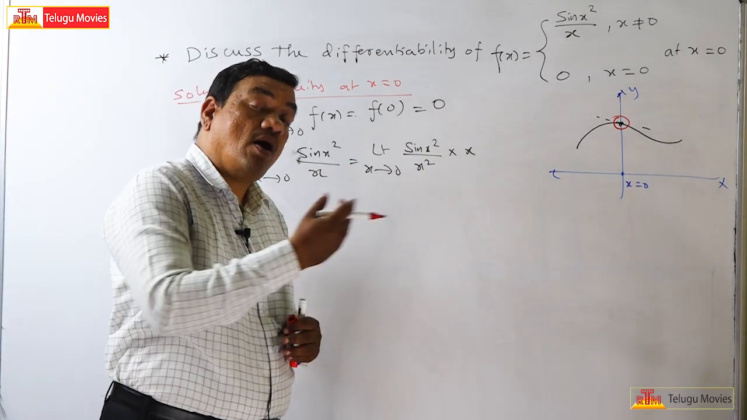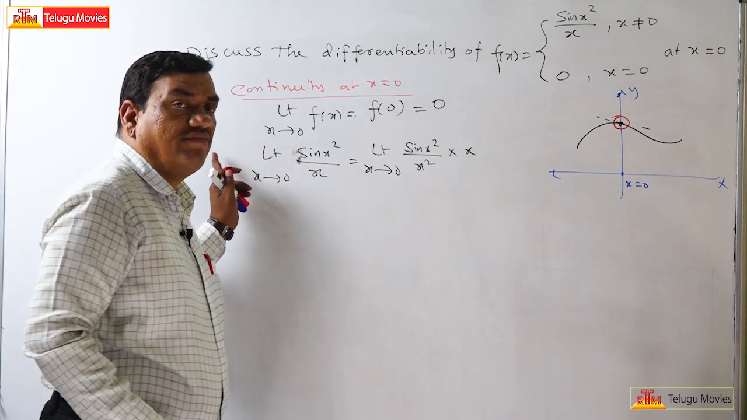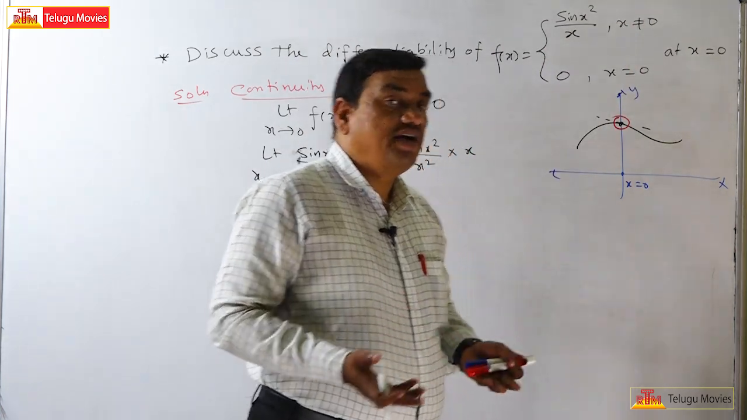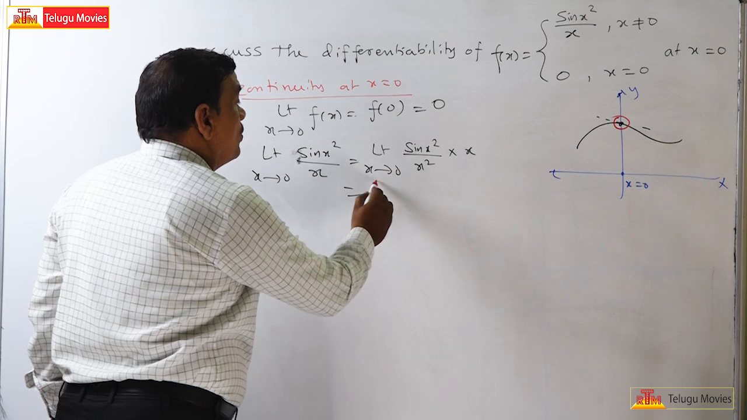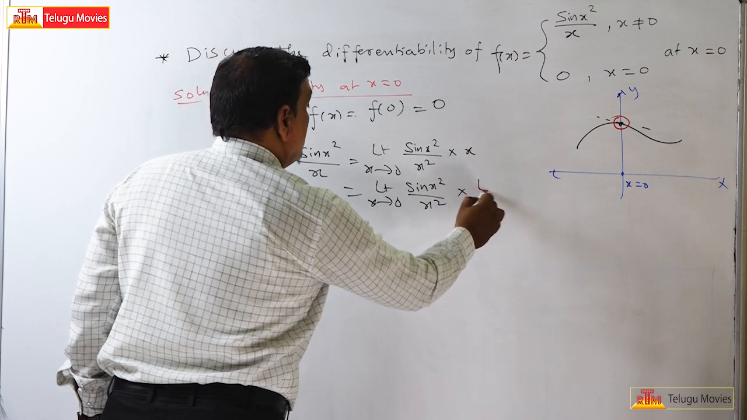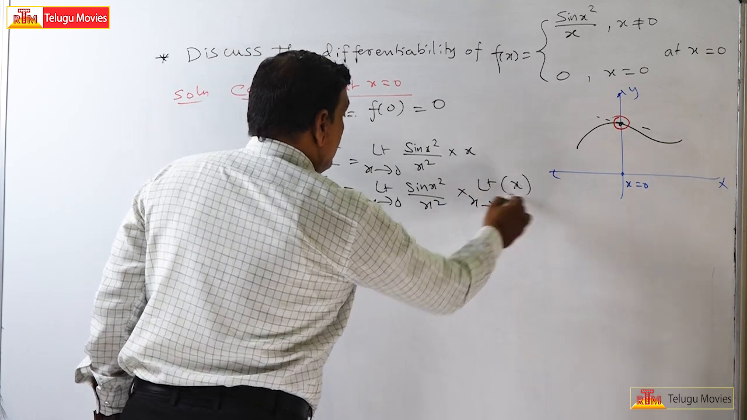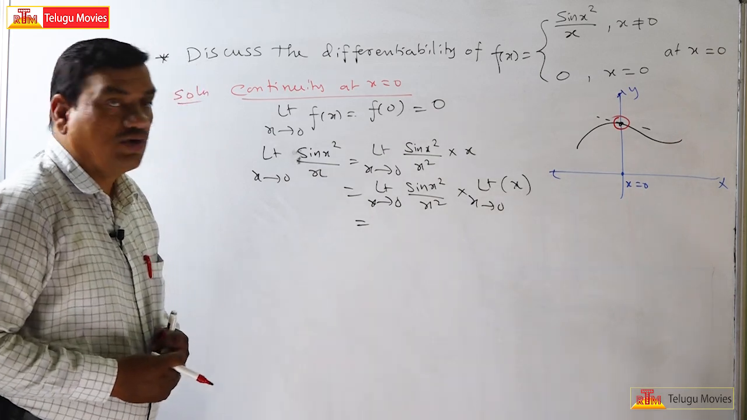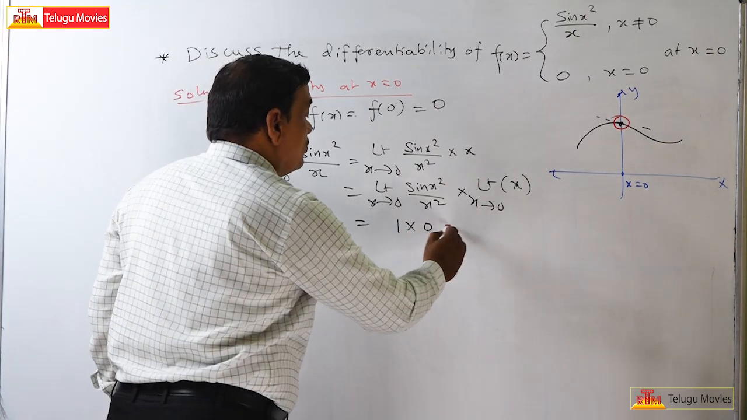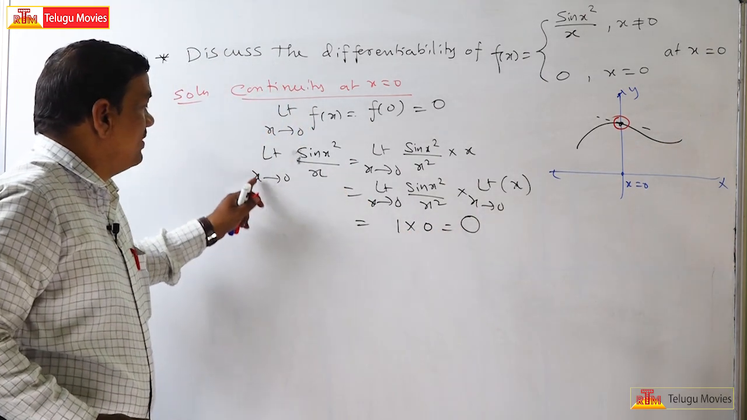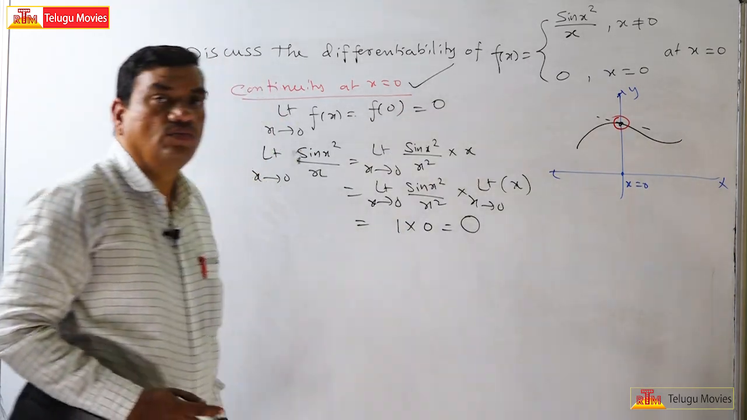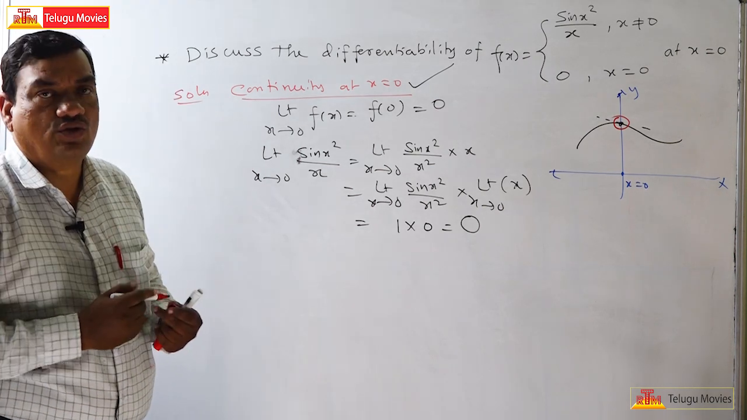Why? Because here x approaches 0, there is no need to find the left hand limit and right hand limit, because for LHL and RHL the function is defined the same. So this is equal to limit x tends to 0 of sin x square by x square, into limit x tends to 0 of x. The first limit is 1 and the second is 0, so the product is 0. Therefore, limit x tends to 0, f of x is equal to 0, and the function is continuous at x equal to 0.